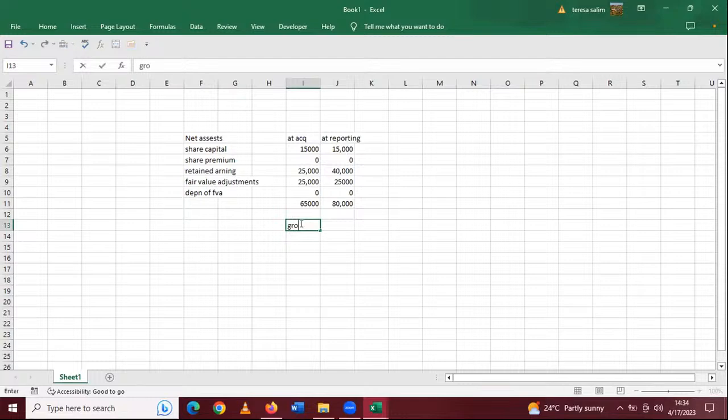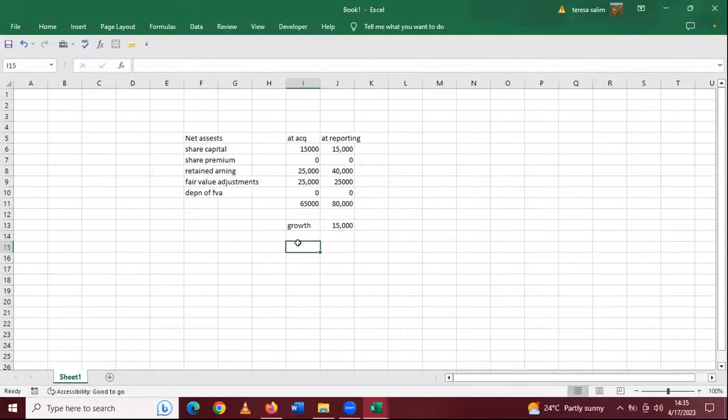So then go to the next one before I explain the growth. Now we want the growth in net assets. We just take the post acquisition profit. We minus the net assets at acquisition, isn't it? And then we get 15,000. And then the share capital will also do it. Share as follows: the parent and the NCI. Yeah. Now you share.